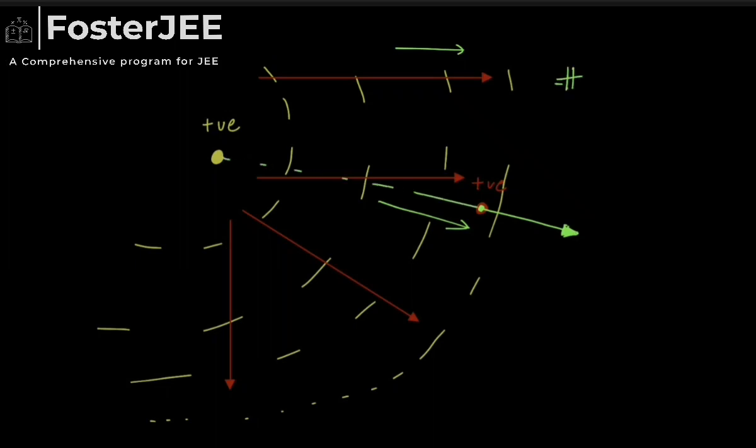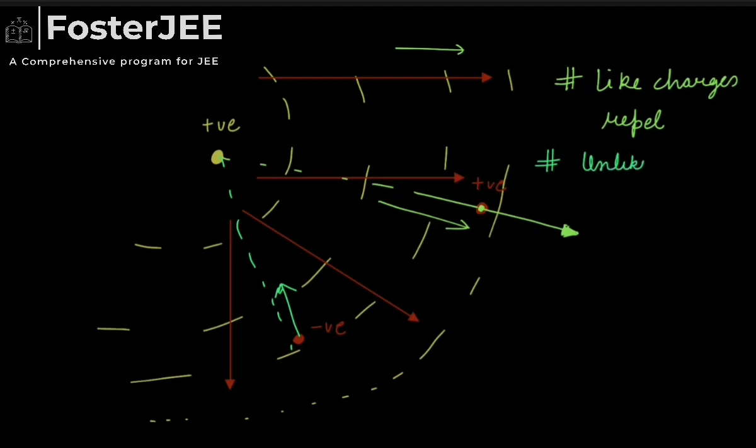So like charges repel is justified. Similarly, if we place any negative charge in this region, then the force will be opposite to the electric field. So it's justified that unlike charges attract.